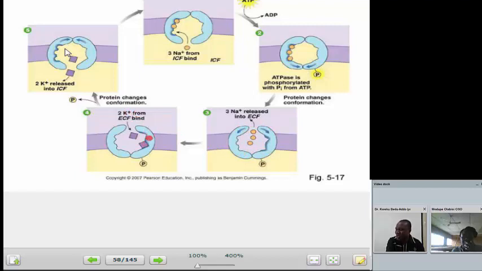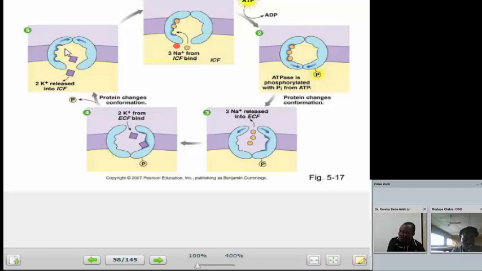Now, this conformation favors the binding of potassium ions. So potassium will then bind to the pump. When potassium binds to the pump, the inorganic phosphate that is originally attached is released. And when the phosphate is released, the pump assumes its original conformation. Without the phosphate, the affinity for potassium declines, and the potassium is released into the cell.